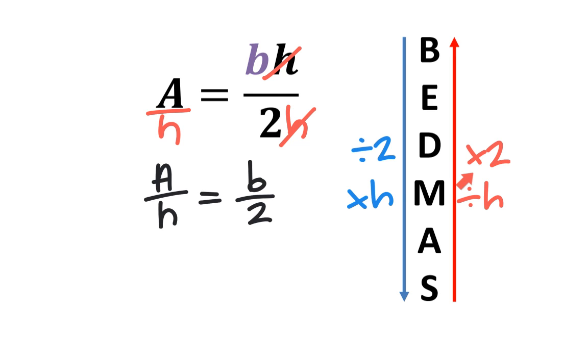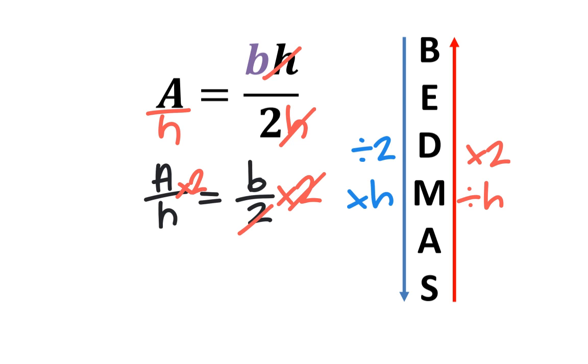Next, we are going to multiply by 2. So over here, I'm going to multiply by 2. But what you do to one side, you must do to the other side. So I'm going to squeeze in a multiply by 2 right over there.